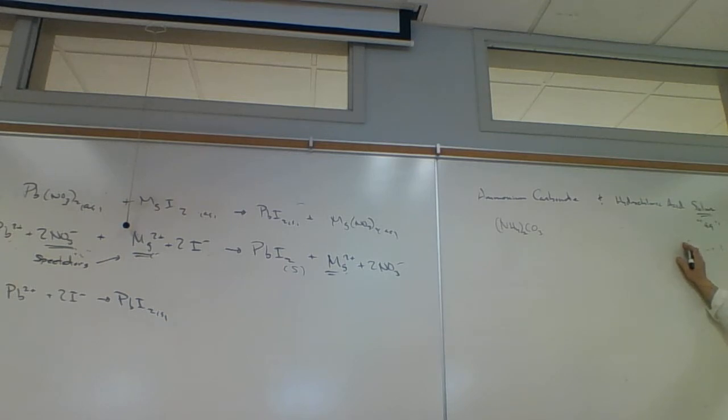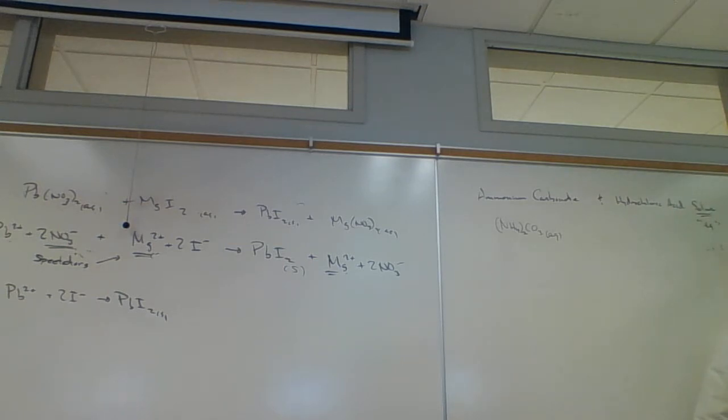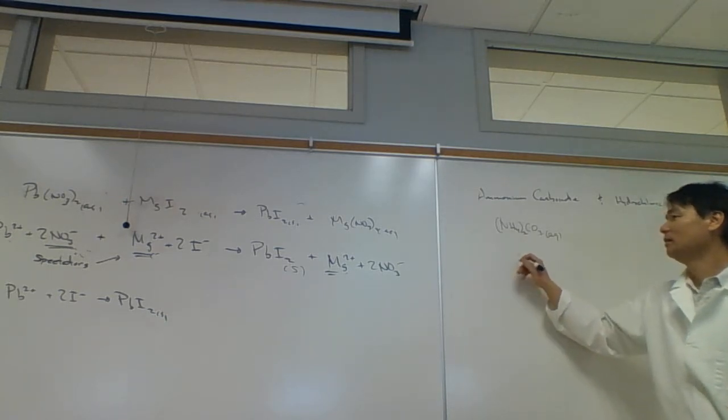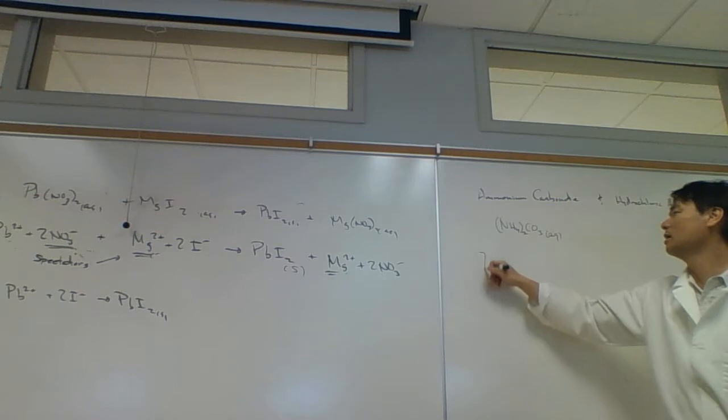Is ammonium carbonate soluble? Yeah, all ammonium salts are soluble, so it's aqueous. Is it a strong acid? Strong base? No, NH4 is a weak acid. You must be thinking NH2 minus, which is called amide, is a strong, powerful base. Is it a soluble salt? Yes. It's soluble. Ammonium salts are soluble.